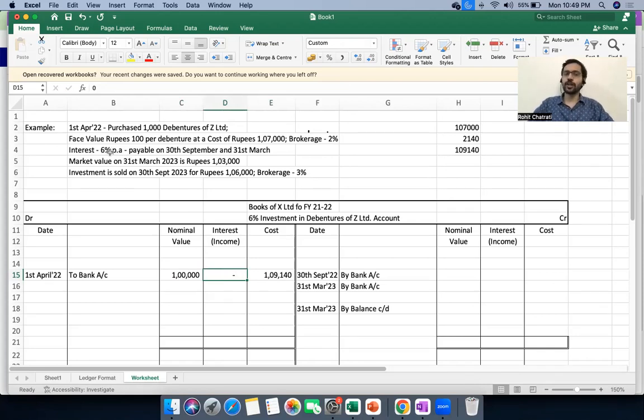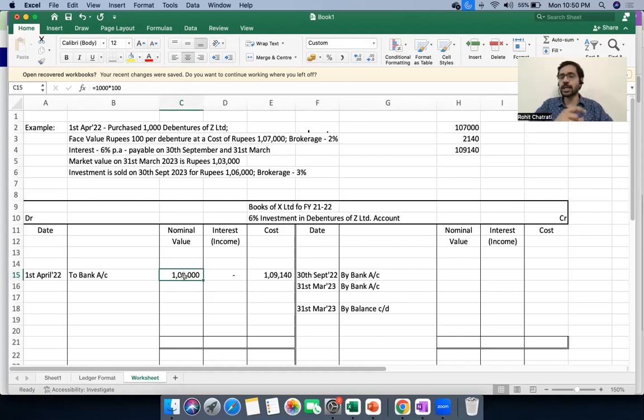Now, on 30th of September, as days pass by, I am going to receive interest at 3%. Now I have to calculate the rupee value of it. How will I calculate it? Will it be 1,09,140 multiplied by 3% or will it be 1 lakh multiplied by 3%? It's obviously going to be 1 lakh multiplied by 3%.